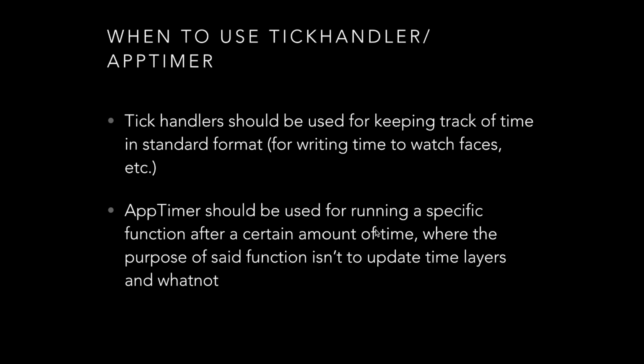So if you need to run something after 400 milliseconds, you use an AppTimer because you can't use a tick handler. Or let's say you need 4,700 milliseconds or even greater, then you can use an AppTimer for that.